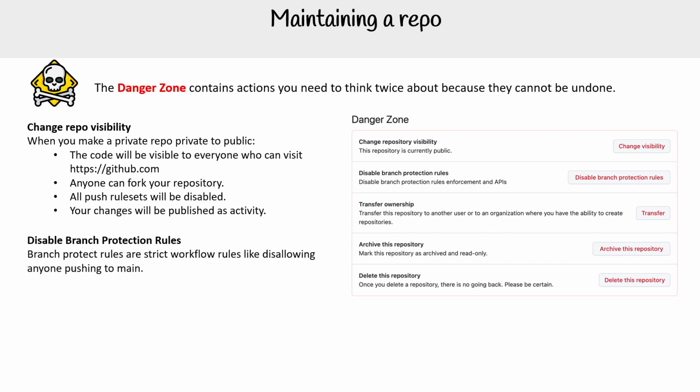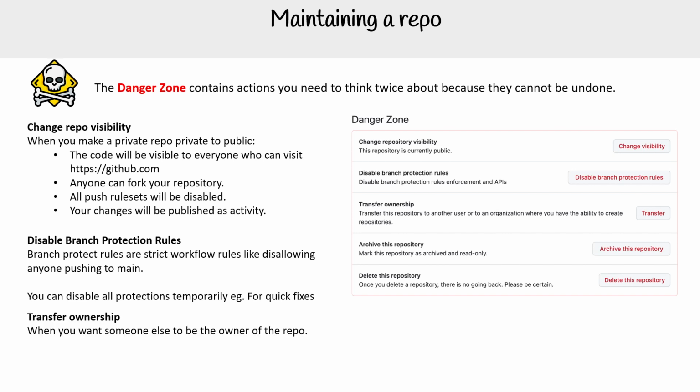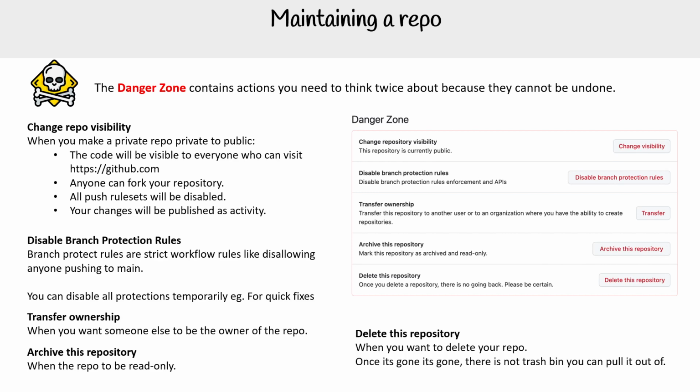You can disable branch protection rules. So branch protection rules are strict workflow rules that will do something like disallow someone from pushing to main, and you can temporarily disable them if you have to apply quick fixes and you can't work around those rules easily. You can transfer ownership to somebody else and they'll become the owner of the repo. You can archive the repo so it becomes read-only. You can delete the repo. So there you go.